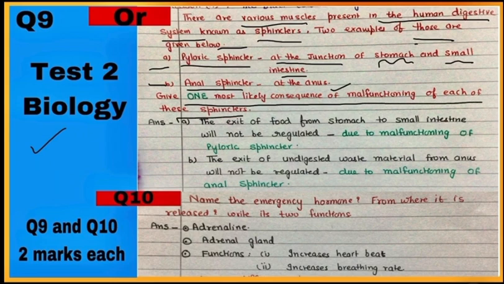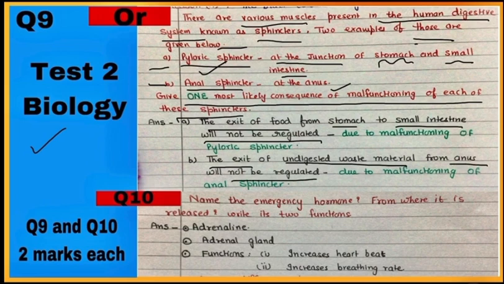If pyloric sphincter is not functioning properly, then the exit of food from stomach to small intestine will not be regulated. And if anal sphincter is not functioning properly, then the exit of undigested waste material or the fecal matter from the anus will not be regulated.